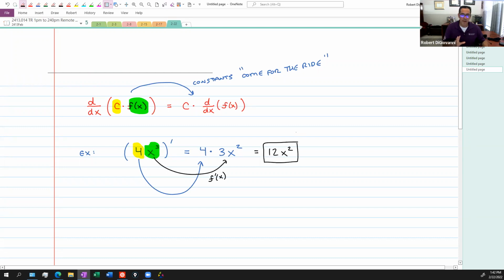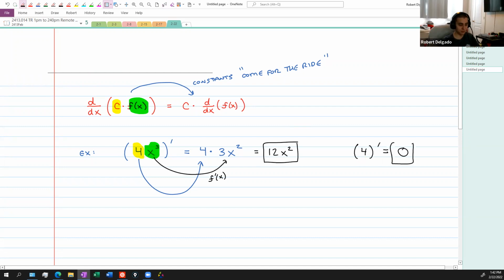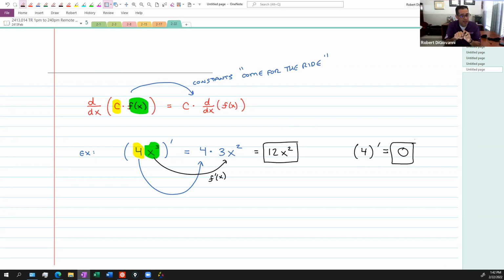You have to be careful because I already told you a minute ago that the derivative of 4 is what? What's the derivative of 4? 0. 0, okay? That's what happens when the constant's by itself. But when the constant is attached to a function with multiplication, the derivative of the 4 is no longer 0. It comes for the ride. All right, it's just going to come with us. And that happens for differentiation from here on out for the rest of your life. Constants just tag along.